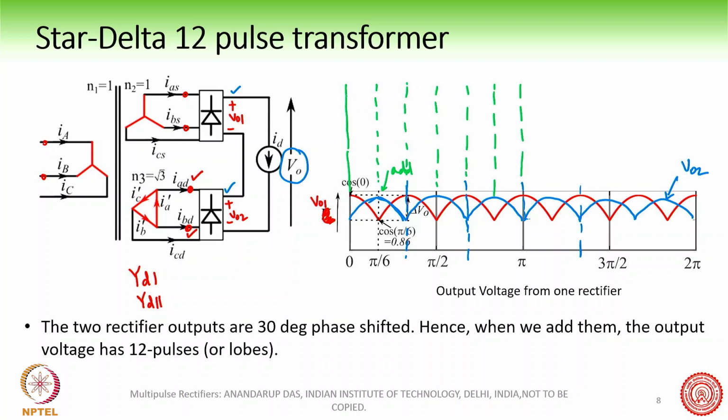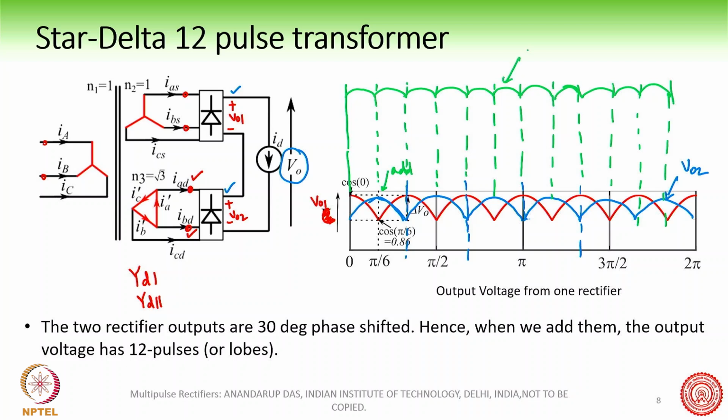You will see that this waveform is like this, right? So basically, this you can do yourself, you can do the verification yourself, right? And okay, so it is a sum of these two, and this will contain 12 lobes or pulses. So when we add them, we get a 12 pulse rectifier.